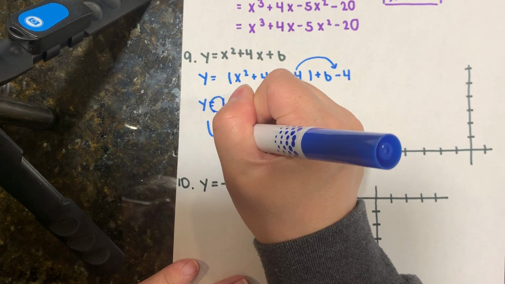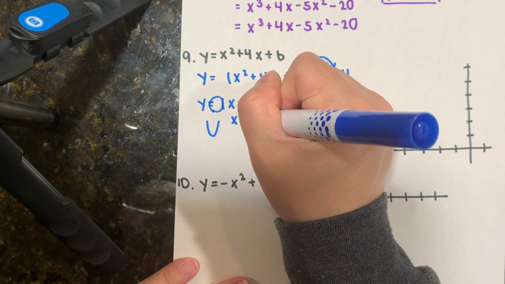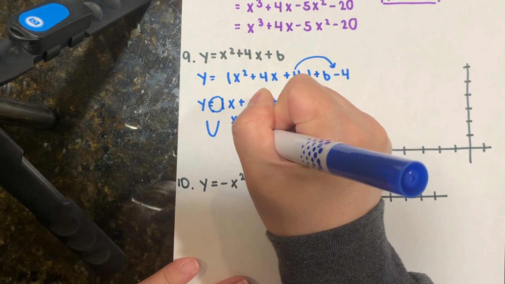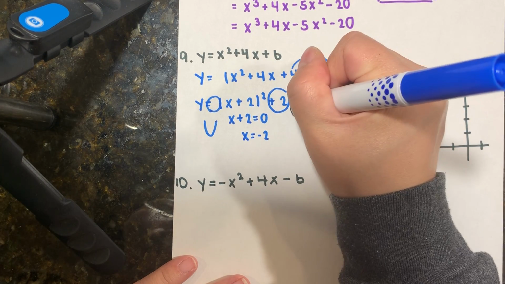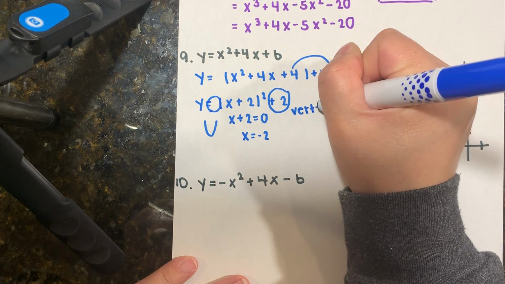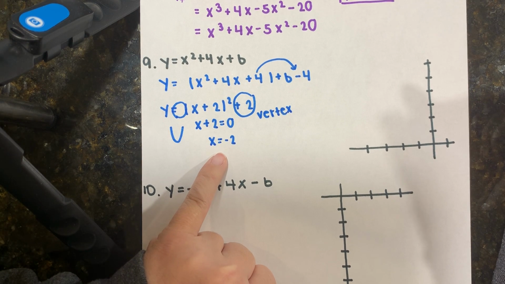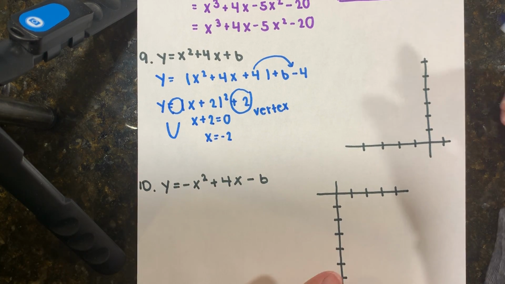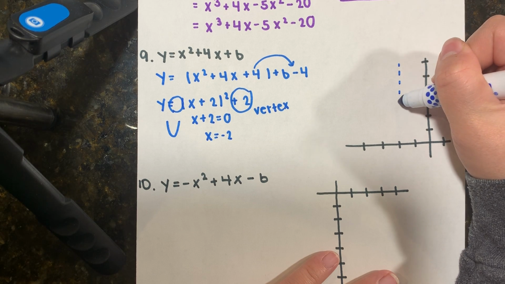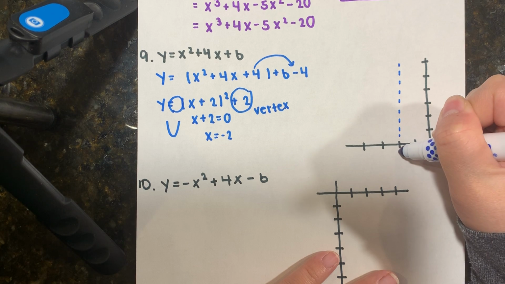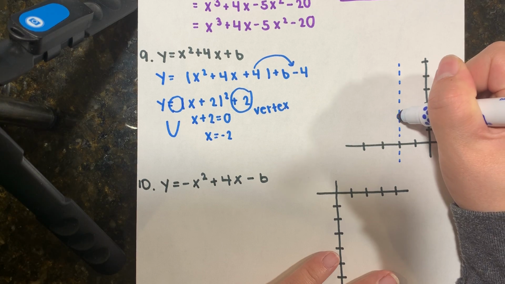Now because there's no plus or minus sign on the outside, I assume it's positive. So I know that this parabola is going to open up. The x plus 2 gives me the axis of symmetry by setting it equal to 0. So that means x is going to be equal to negative 2. And this plus 2 is going to be your vertex. So if the axis of symmetry is at negative 2, from the origin, I'm going to go over 2, and I'm going to put in a dotted line. And then from there, the vertex is up 2, so I'm going to count up 2.